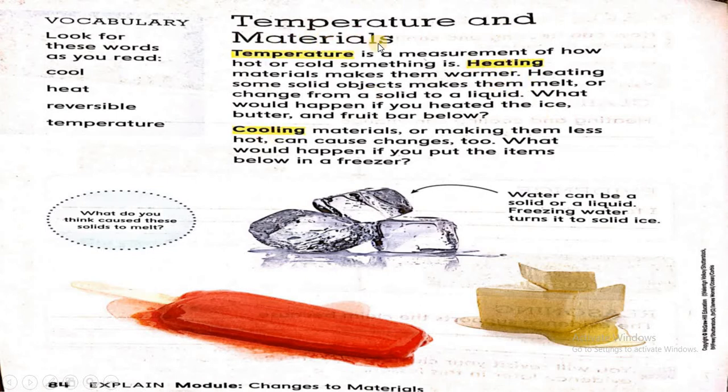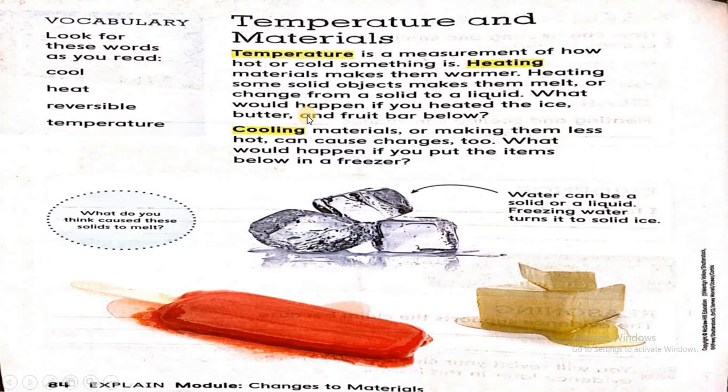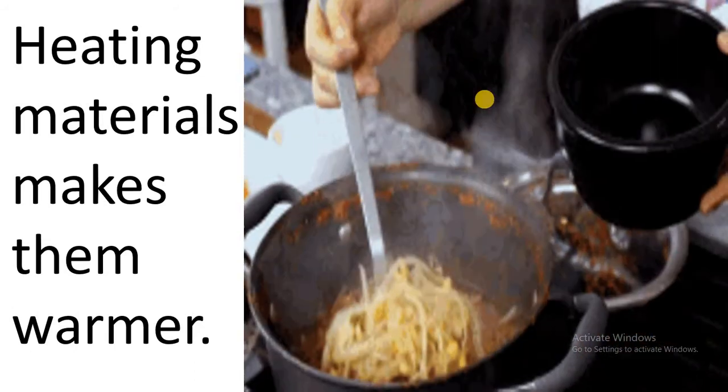Temperature and materials. Temperature is a measurement of how hot or cold something is. So what is temperature? Temperature is how hot or cold something is. Heating. Heating materials makes them warmer. Heating some solid objects makes them melt or change from a solid to a liquid. Now, heating materials makes them warmer or makes them hot.